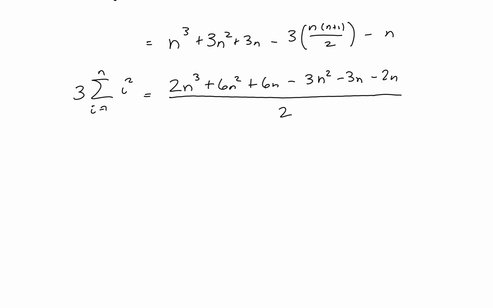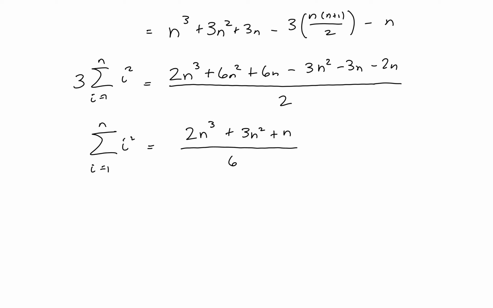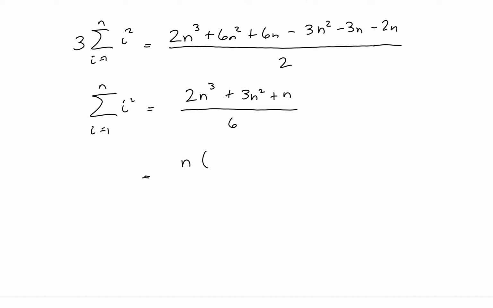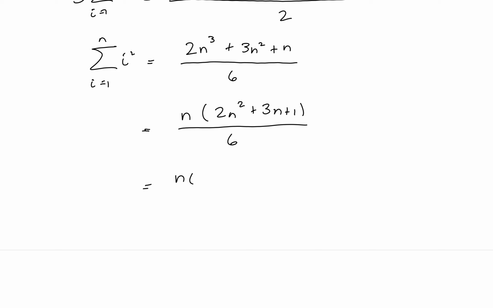equal to this. Now divide through by that 3. And we can do a little simplification on the top as well while we're going. So I have a plus 3n squared, and then I have plus n all over 6. And this factors like this. And this is equal to n times n plus 1 times 2n plus 1 over 6.